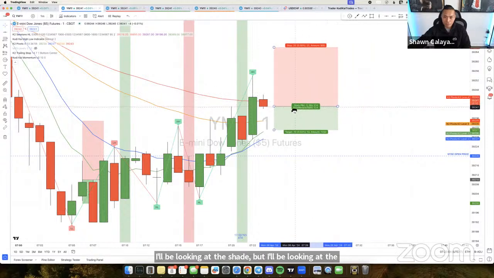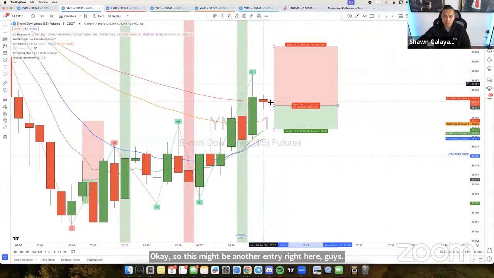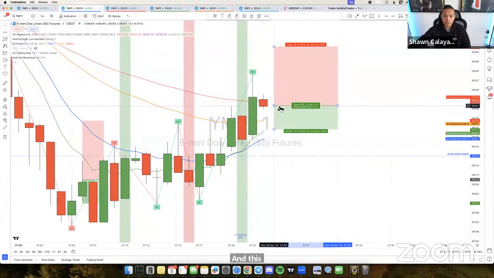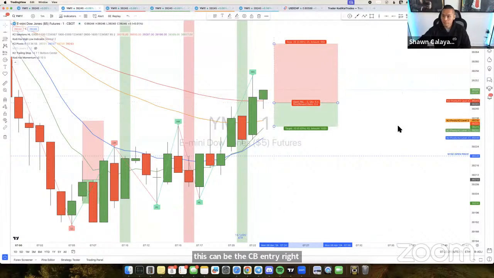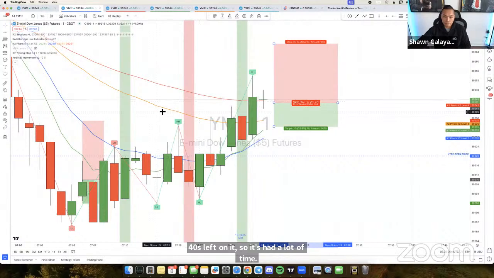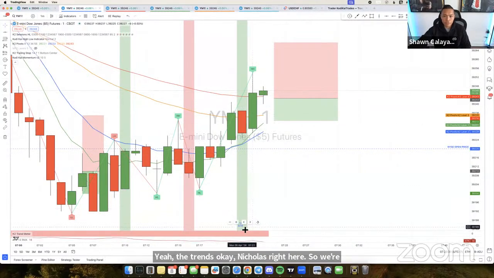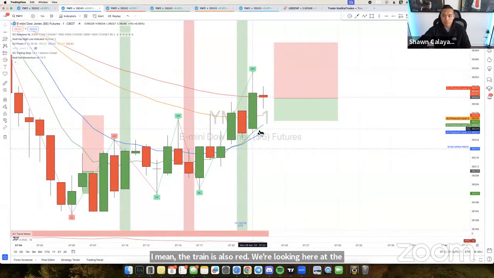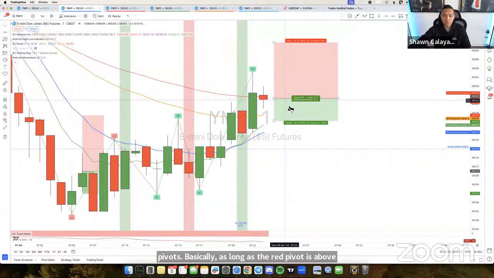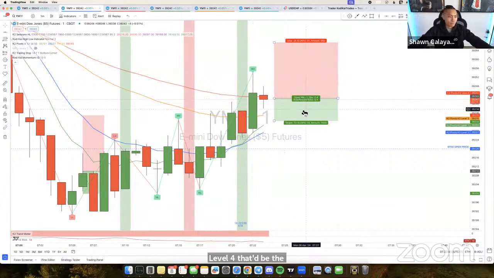Okay, so this might be another entry right here, guys, for the CB. So we have a high here with the green candle, and this candle here closes with a smaller red candle. This can be the CB entry right here. There's 40 seconds left on it, so it's got a lot of time. Yeah, the trend's okay, Nicholas. We're looking at the pivots. The trend meter is also red, but we're looking at the pivots. Basically, as long as the red pivot is above all the other pivots, level 4, that would be the confirmation of the trend. Mainly just the pivots.